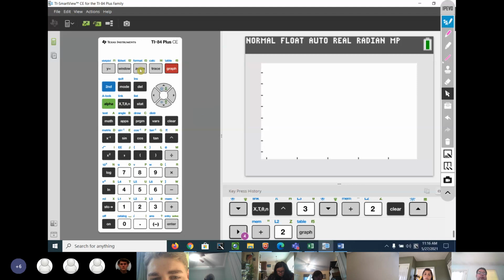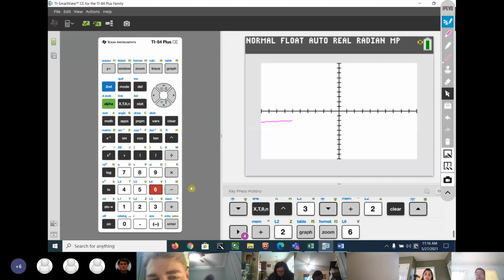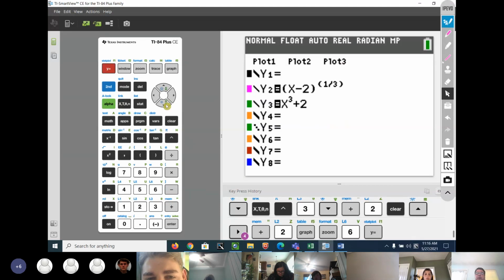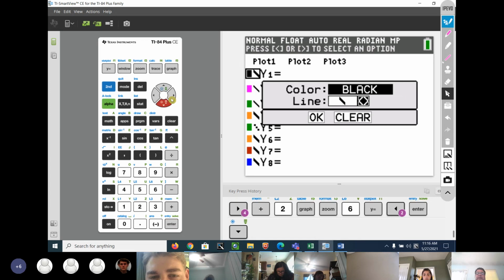And zoom 6. There's that one. And there's that one. How do you know? Well, take your handy dandy y equals. And now we're going to use the black, and we're going to change it to a dashed line of 45 degrees.